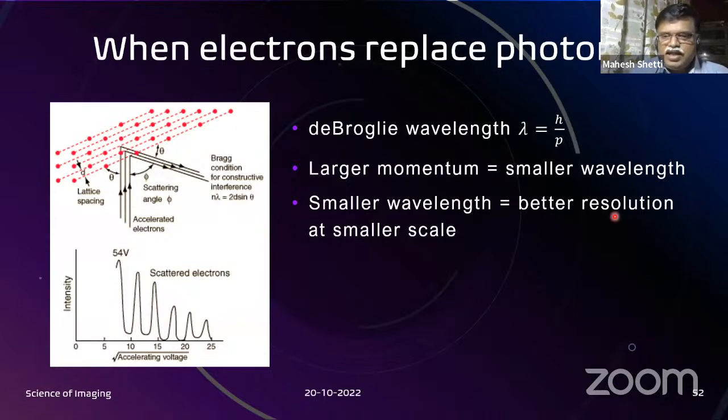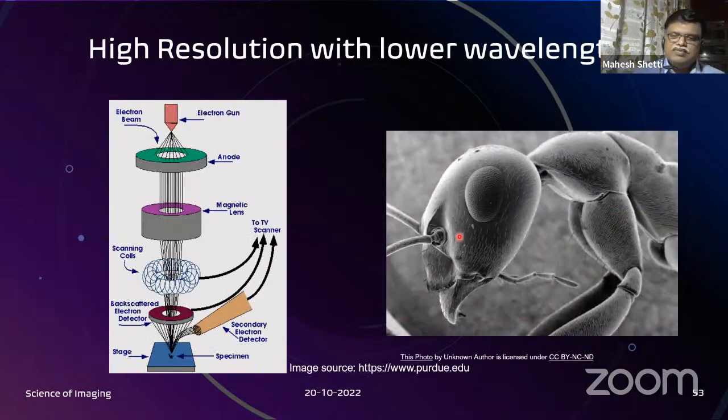So with a small wavelength I can use, I will get a smaller area disk, and I will get better resolution. This is one of the kinds of pictures that were famous when electron microscopes initially became popular. This is an ant head, and you can see the clarity of the picture. This is the basic schematic.